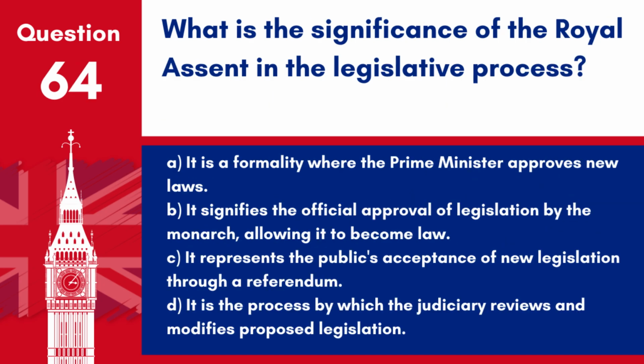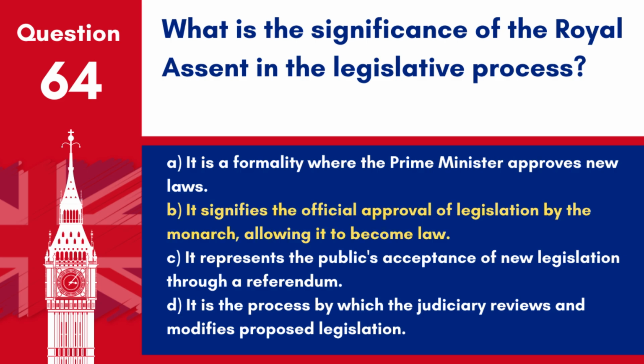Question 64. What is the significance of the royal assent in the legislative process? A. It is a formality where the Prime Minister approves new laws. B. It signifies the official approval of legislation by the monarch, allowing it to become law. C. It represents the public's acceptance of new legislation through a referendum. D. It is the process by which the judiciary reviews and modifies proposed legislation.